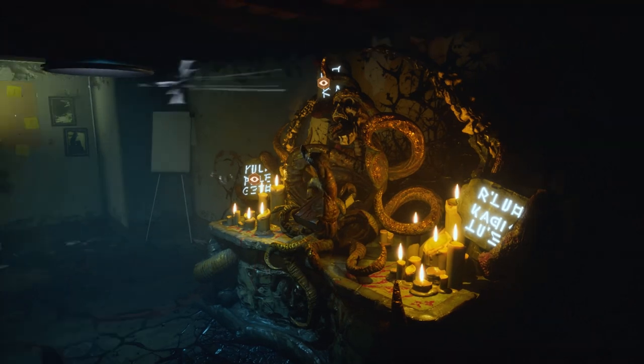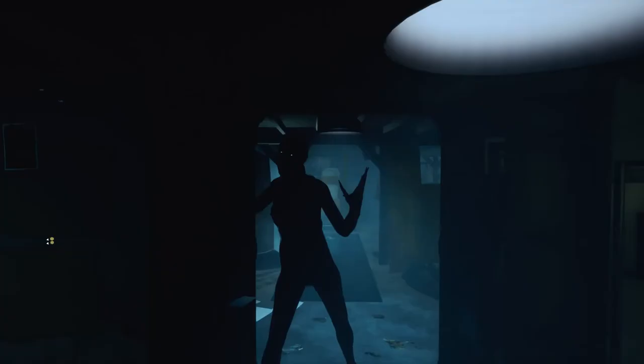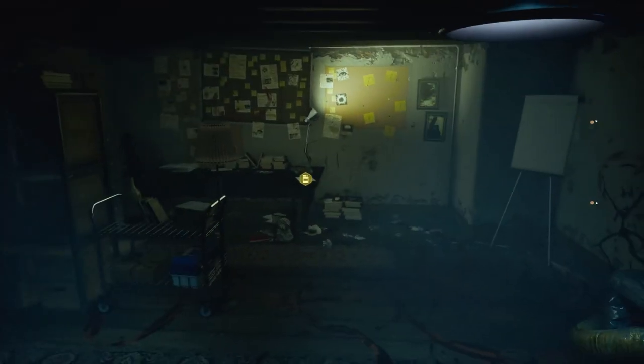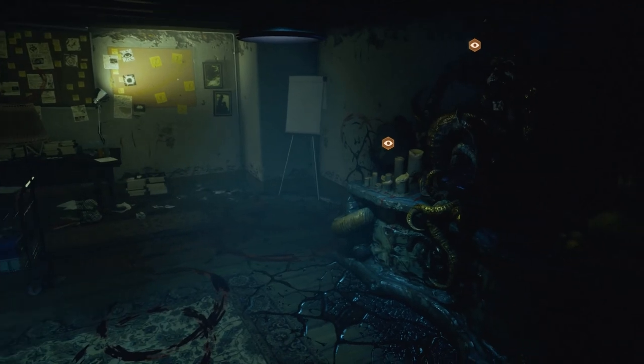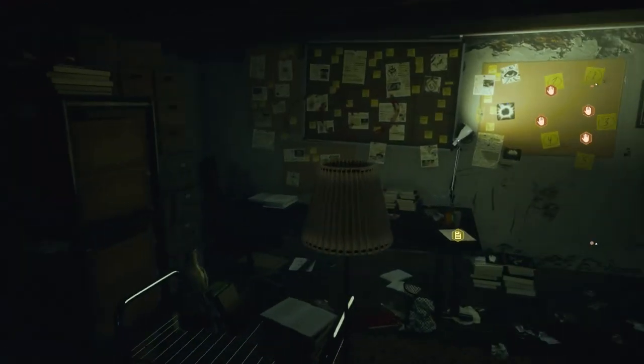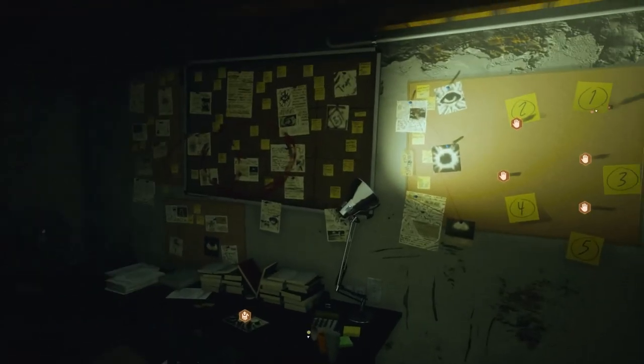Frick, I didn't want to interact with the altar yet. It's sending... Whoa! Whoa. That startled me more than jump scares usually do. I'm not sure why. I literally jumped a little in my chair. I didn't want to interact with the altar yet, but I guess I'm still free to explore this.